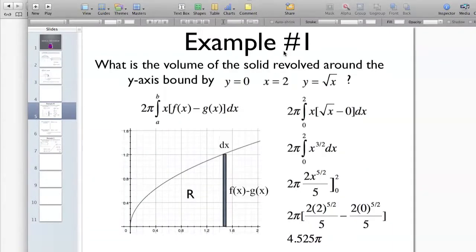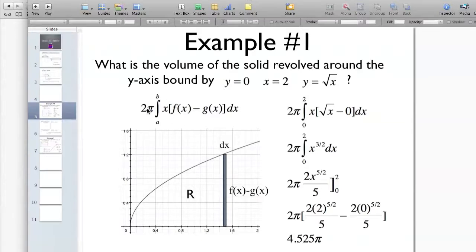So let's start with our first example problem. What is the volume of the solid revolved around the y-axis bound by y equals 0, x equals 2, and y equals root x? Always start by drawing your diagram first. And it's good to draw the rectangle because that really helps visualize so you don't make any careless mistakes.